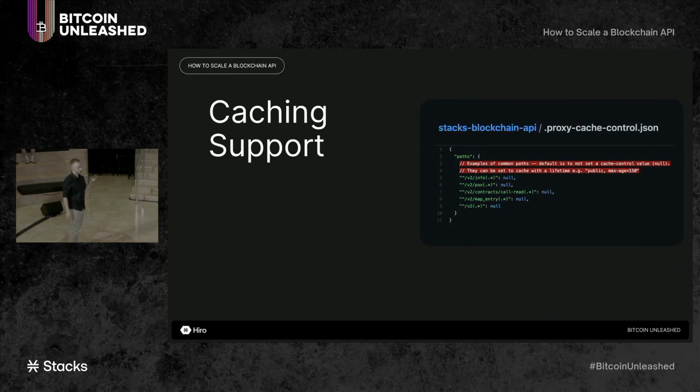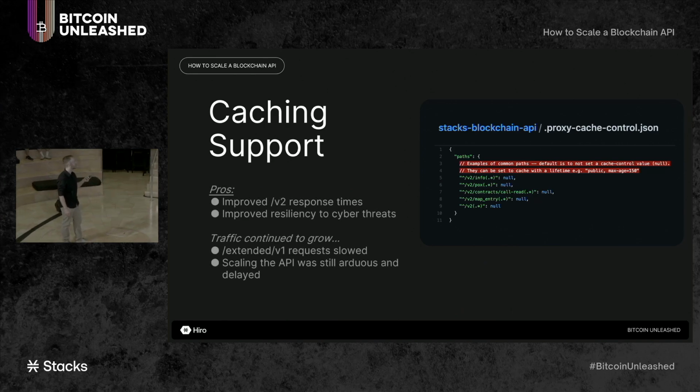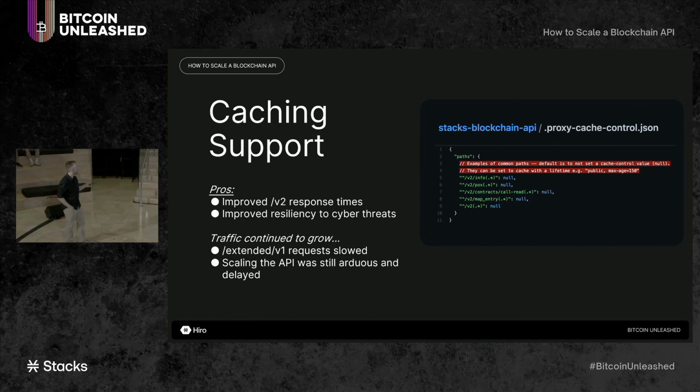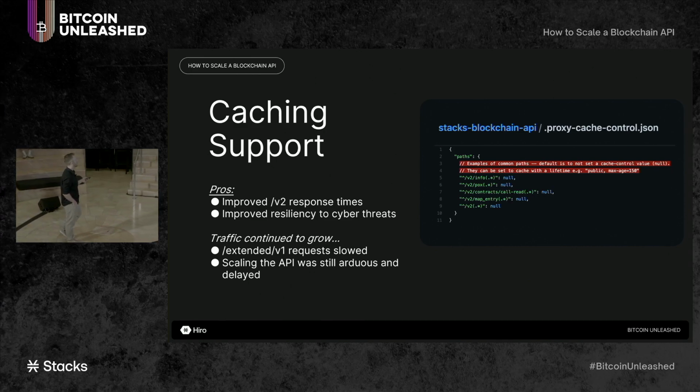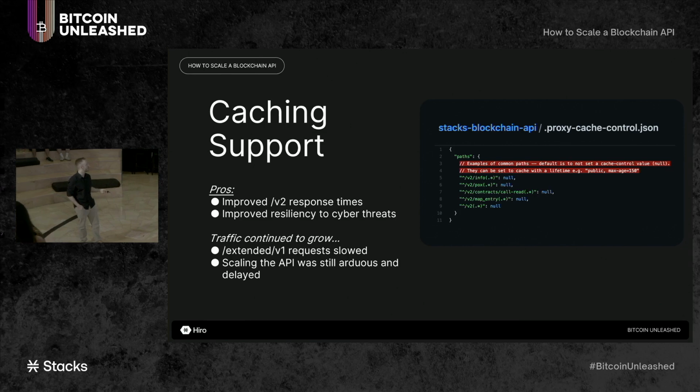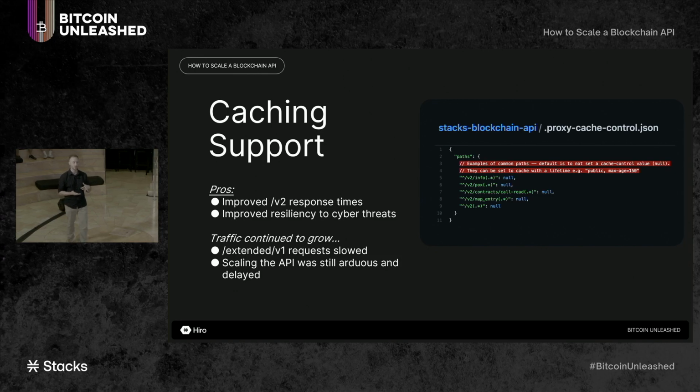So one of the features that was introduced at this point was caching support. This was a huge boon for the API. And what this means is that you can create a file called .proxycachecontrol.json, and the API would pick it up, and in that file, you would be able to specify certain URLs that you could customize what's called the cache control, which is an HTTP header. And essentially, this would allow you to set up a caching mechanism to improve response times on the V2 endpoint.